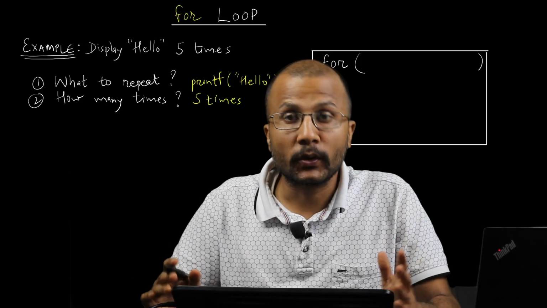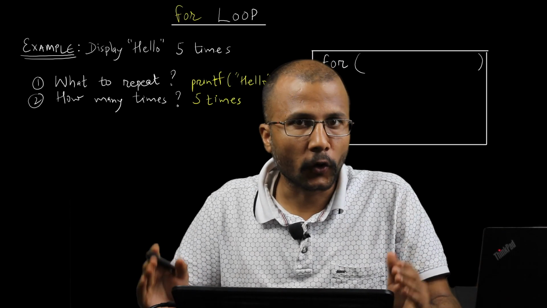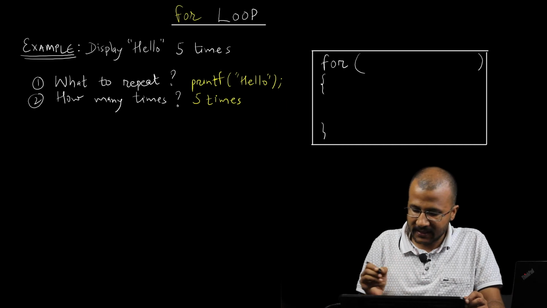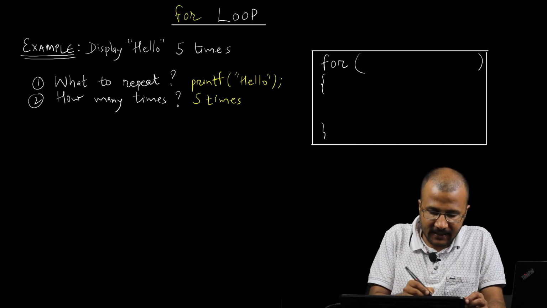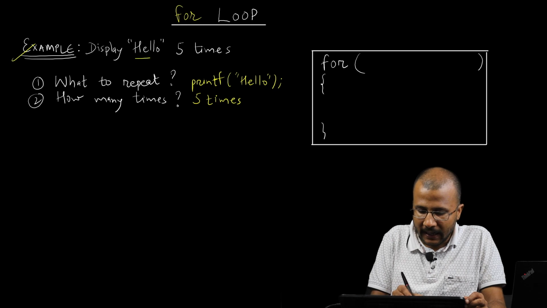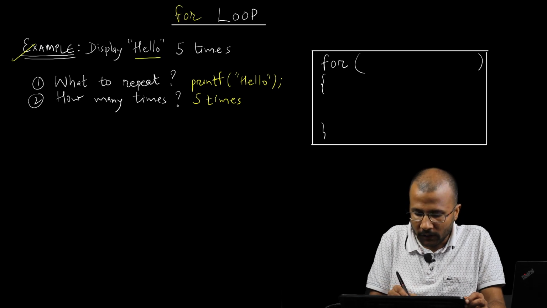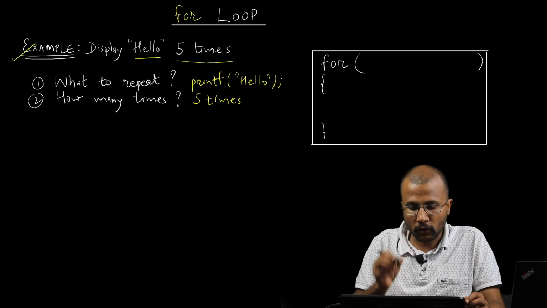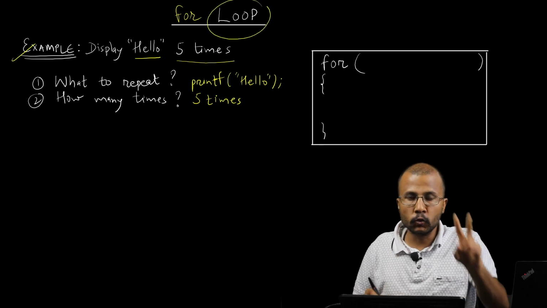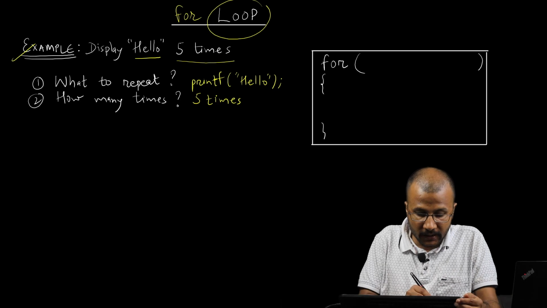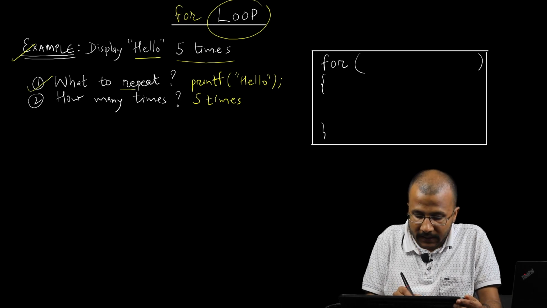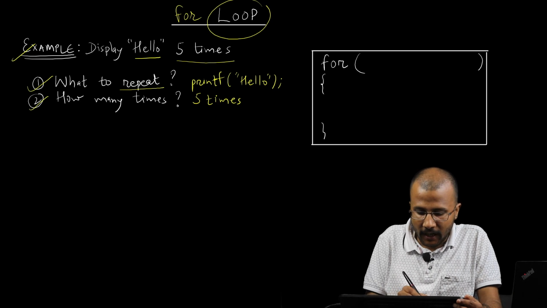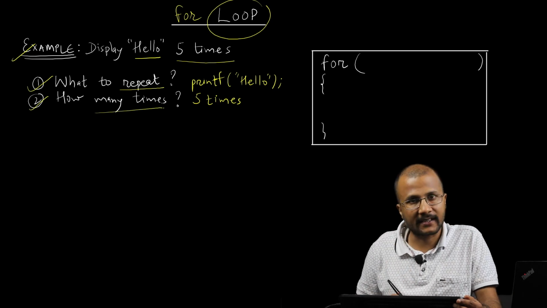In this lecture, we're going to learn about the for loop in C programming. Before we start discussing the for loop, let's take this example of displaying hello on the screen 5 times. We have already discussed that whenever we are talking about looping, 2 questions should come to your mind. The first one is, what is the statement that is to be repeated? And the second question is, how many times to repeat that statement?